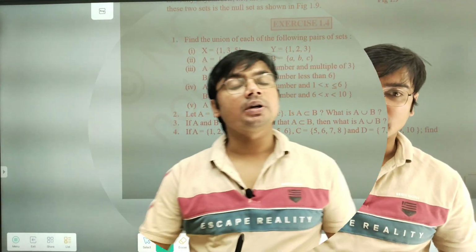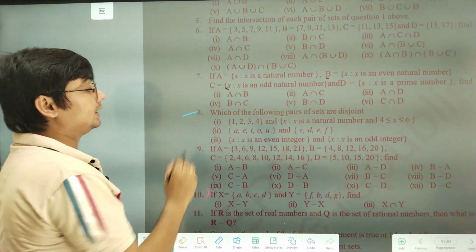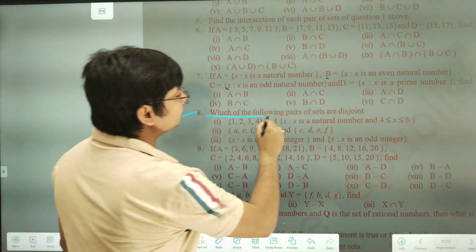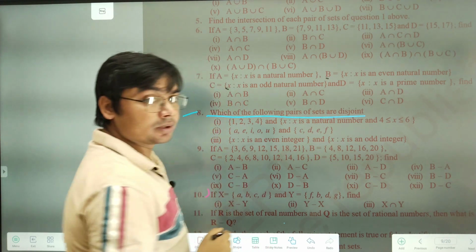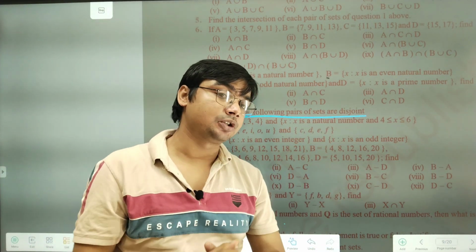Myself, Dr. Apil Sir. So I am going to solve the exercise 1.4. Student, come to question number 8. Here you see, which of the following pair of sets are disjoint. Yes, they provide some sets. Just we need to verify which are disjoint.